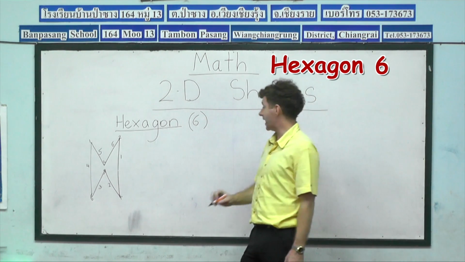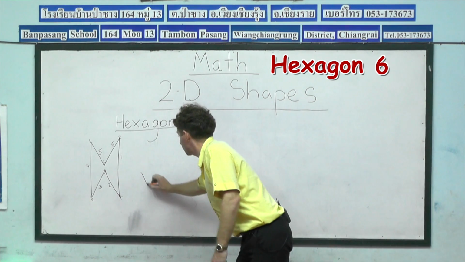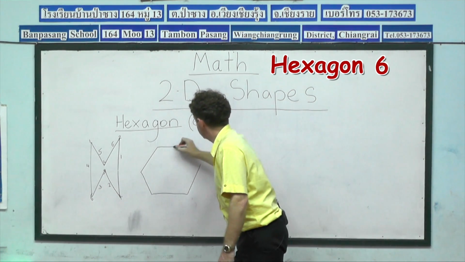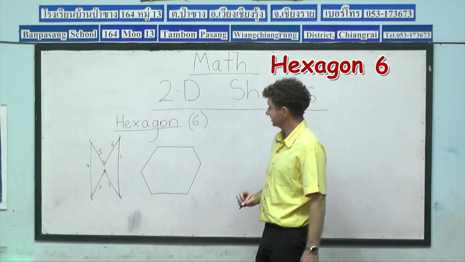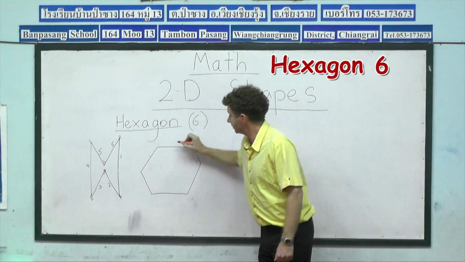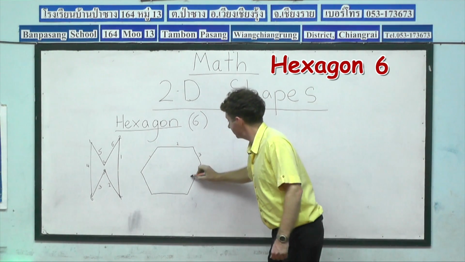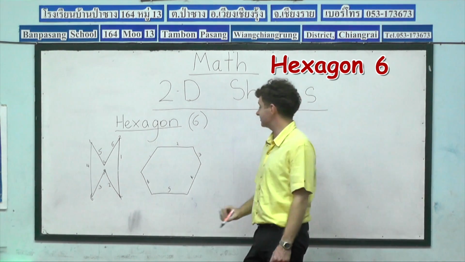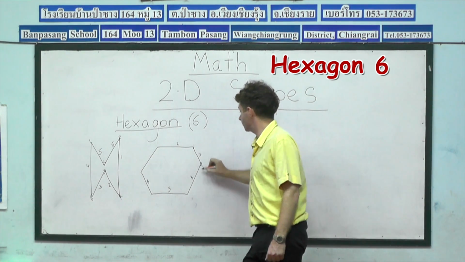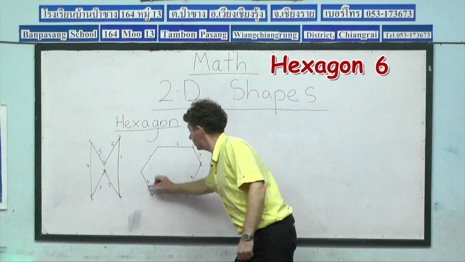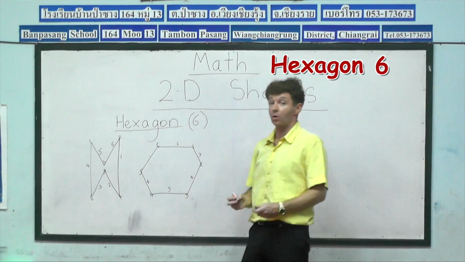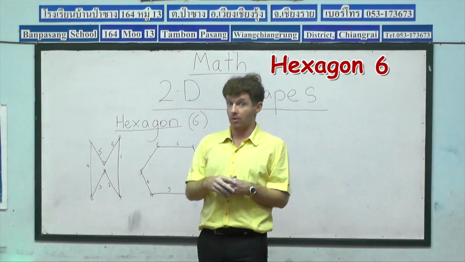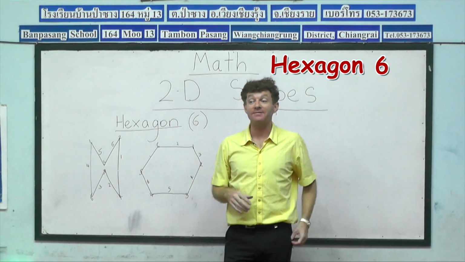The regular hexagon will look something like this. 1, 2, 3, 4, 5, 6 sides and 1, 2, 3, 4, 5, 6 corners. So we know that these are perfect hexagons. So well remembered, guys. That was excellent.